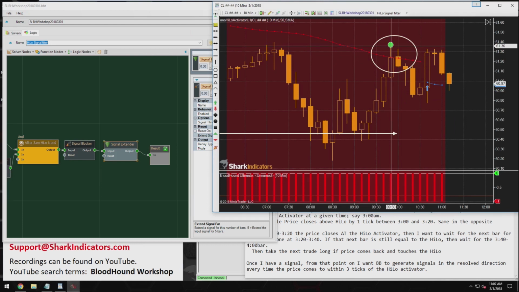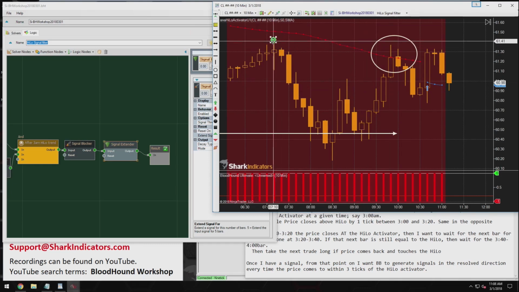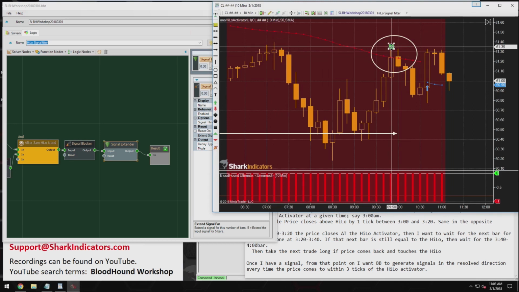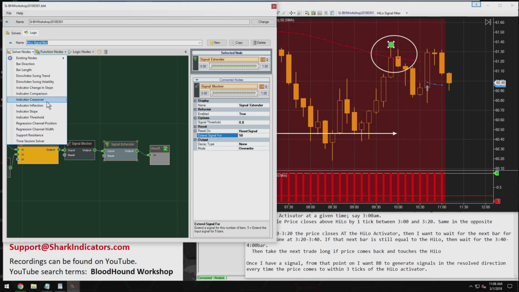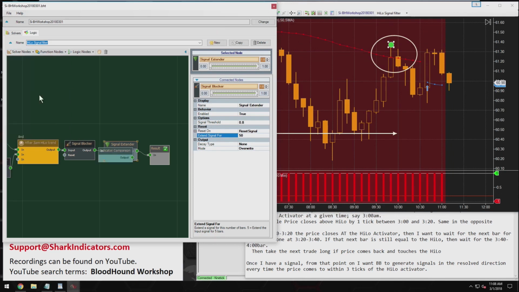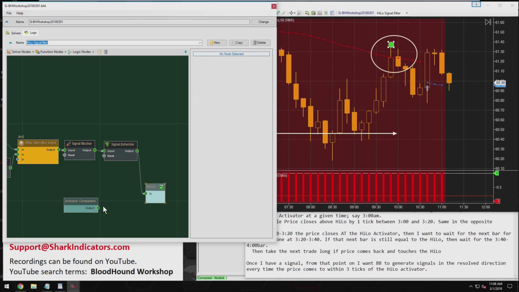So I'm going to use a comparison solver instead. We're going to check to see, if we're in a short trend, what are we interested in? We're interested in looking at these high prices to see if they touch the indicator, or if the high price basically punches through the indicator. So let's grab a comparison solver, like so.